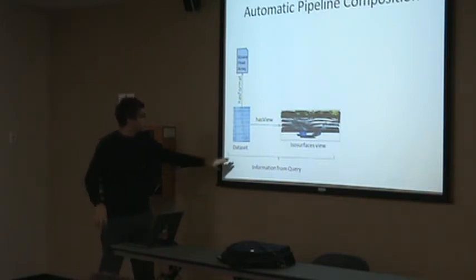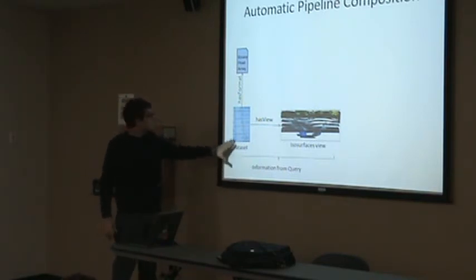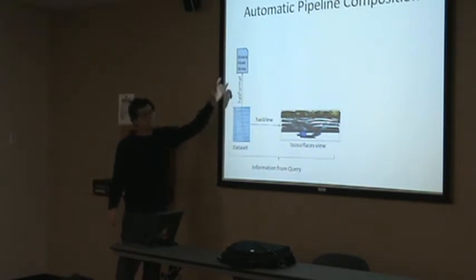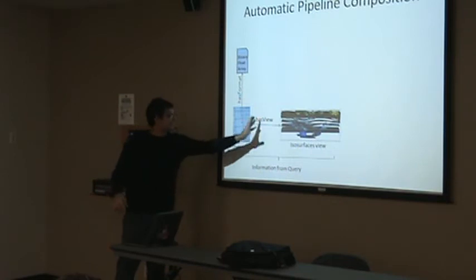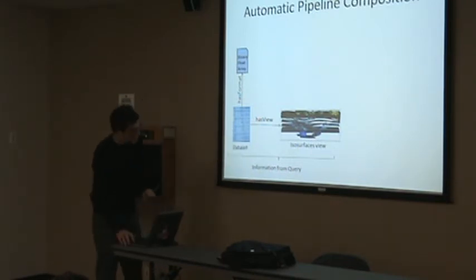Given a visualization query, the query tells you a little bit about the data. It tells you that it has some format, in this case, binary float array. And you want to project it to some view, an isosurfaces view. So this is the query for those velocity isosurfaces.